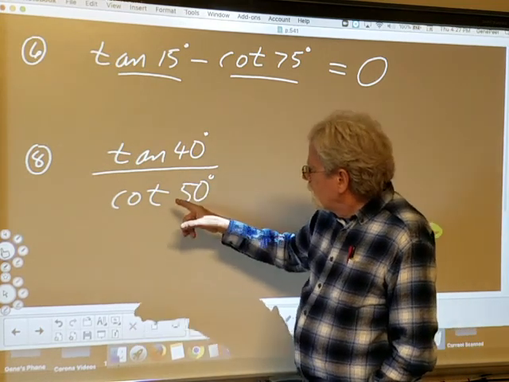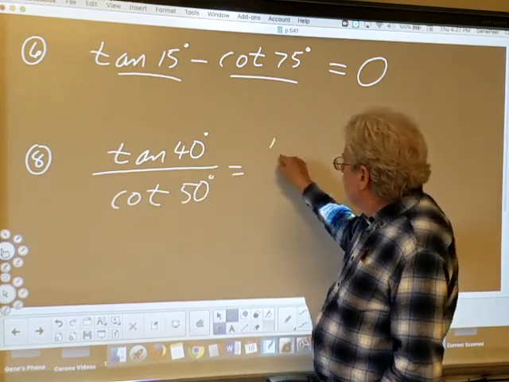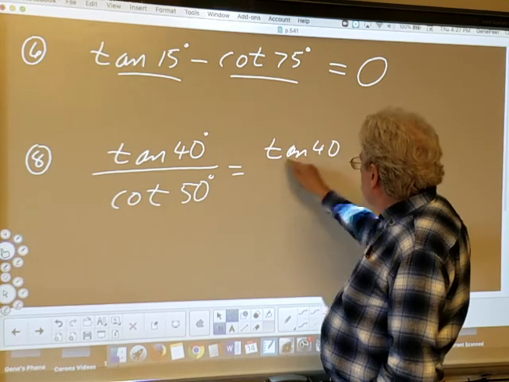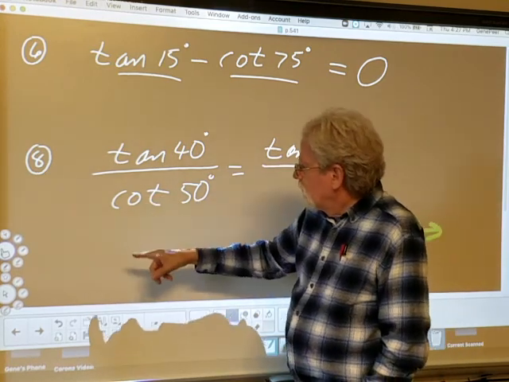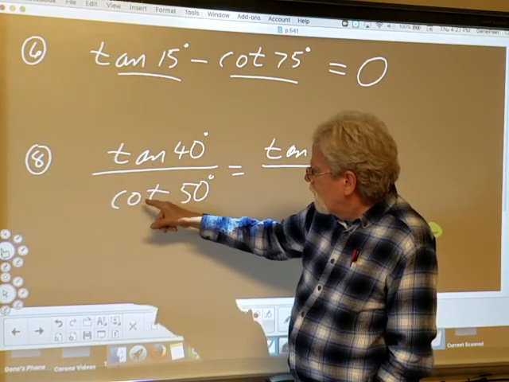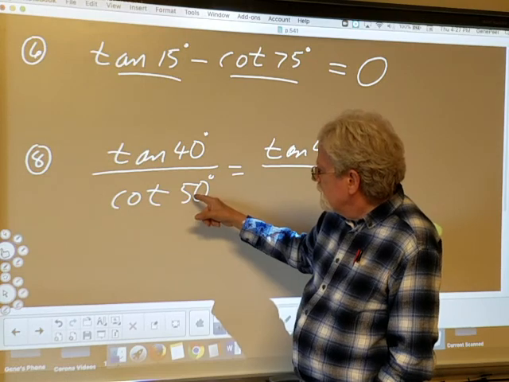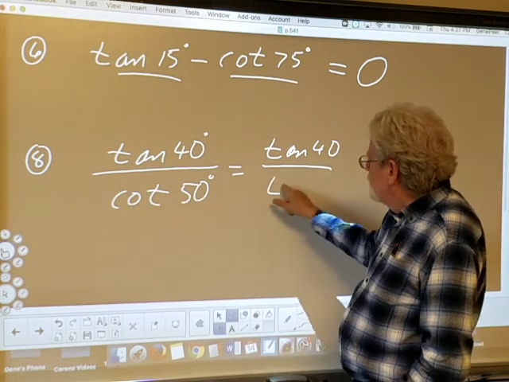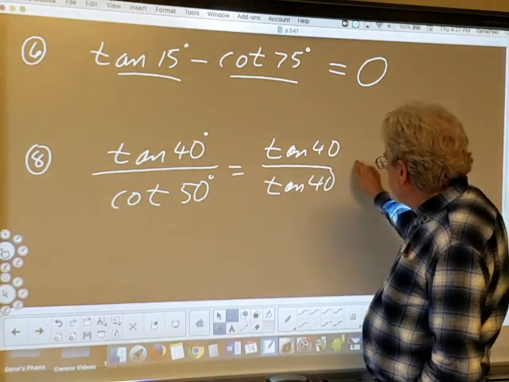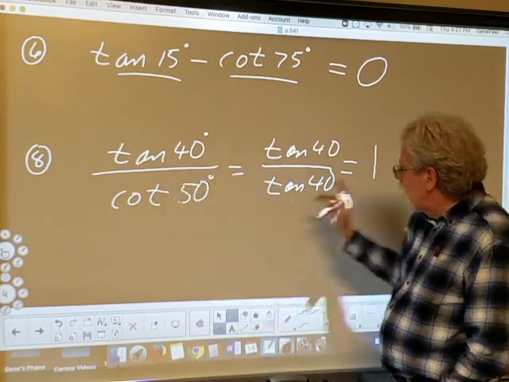So, did I just say the wrong thing? I don't know what I just said. But this becomes tangent of 40 over, yeah, I did say the wrong thing. The cofunction of tangent is cotangent. The complement of 40 is 50. So this actually becomes tangent of 40 over tangent of 40, which is 1. These two things are equal to each other. A number divided by itself equals 1. We move on.